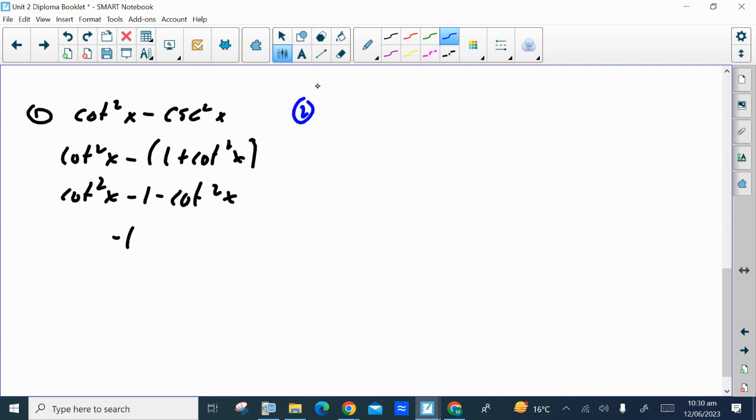The second expression is secant squared x minus tan squared x. If you look on the formula sheet, you will see that secant squared x is equivalent to 1 plus tan squared x. That will cancel with the minus tan squared x, and you're left with positive 1. That's the value of expression 2.